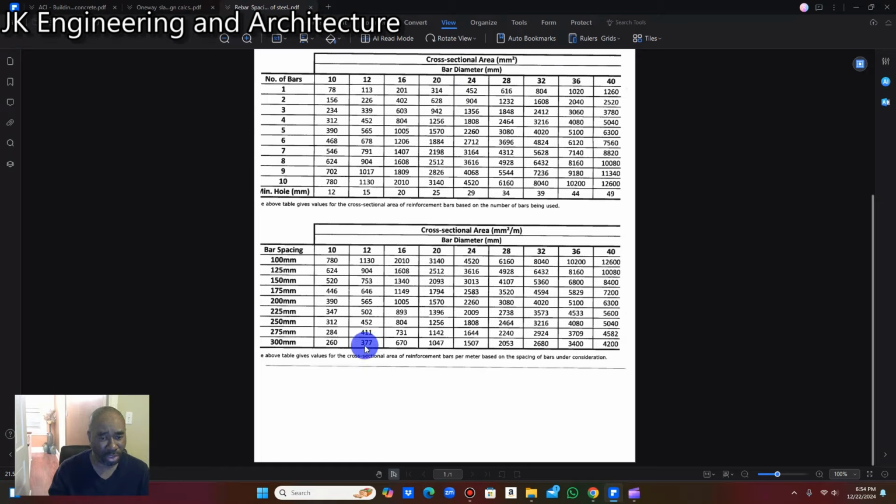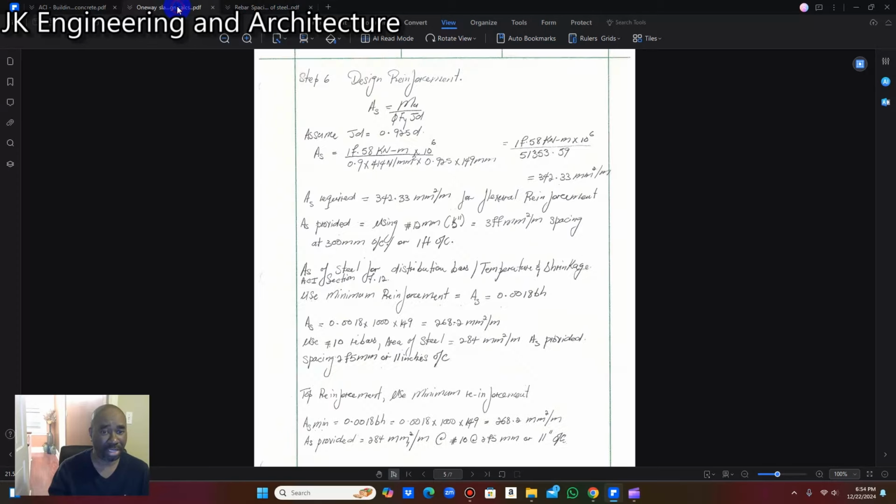So if we're going to use this 377 here, we're going to space the bar at 300 millimeter on centers, or 1 foot on centers. So you see how important that is. So we work out the bottom reinforcement. Our area of steel provided using 12mm bar, half-inch steel, is 377mm square per meter, spacing at 300mm on center or 1 foot on center.